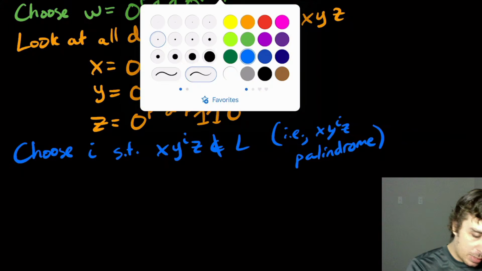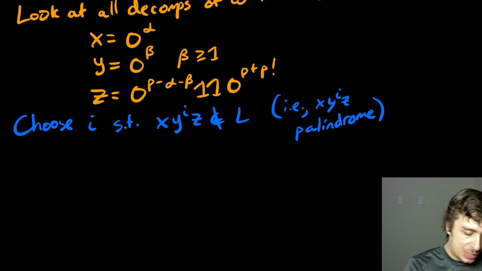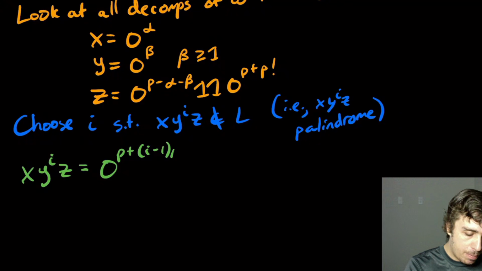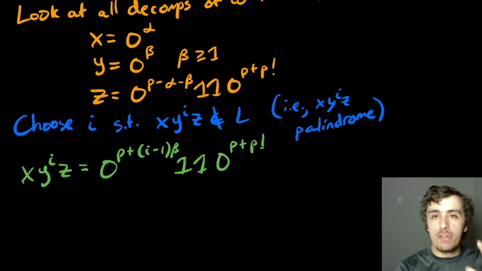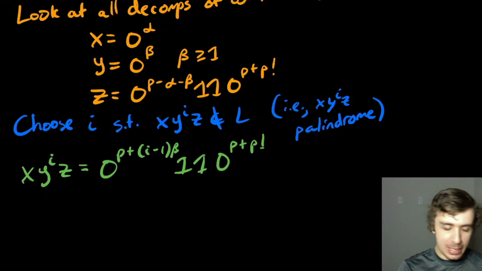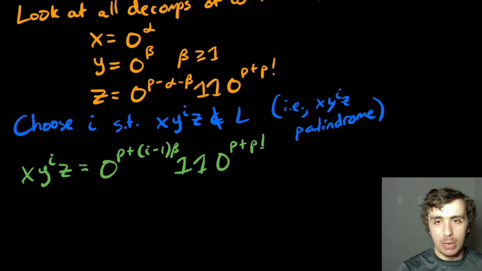Okay, so let's actually compute what this string is. X, Y to the I, Z is going to be 0 to the P plus I minus 1 times beta, the two 1s in the middle, and then 0 to the P plus P factorial. The 1s in the middle are preventing the zeros from being squeezed together, and that means it already is a palindrome if the runs match. So the 1s are kind of useful. You could have done with a single 1 instead of 2. I just happen to do 2 here.